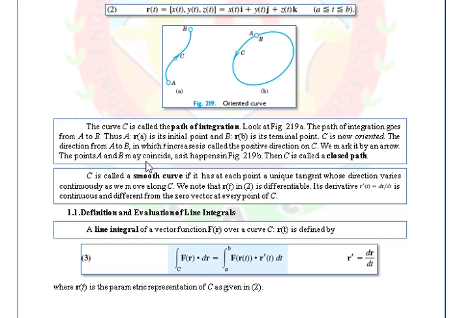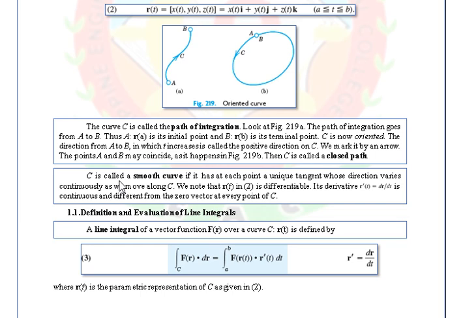So C is now oriented. We need the end points of the path to specify the orientation of the path that we are dealing with. The direction from A to B in which t increases is called the positive direction of C, which we mark by an arrow. So if you have to integrate a certain function along the path, you need to specify its direction by using this arrow here. The same applies to a closed path.